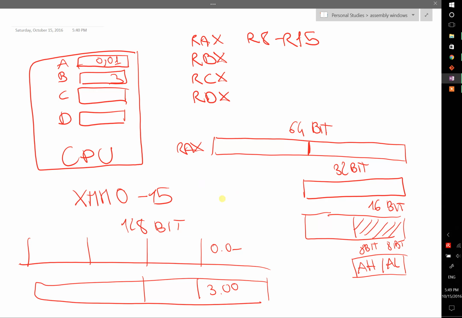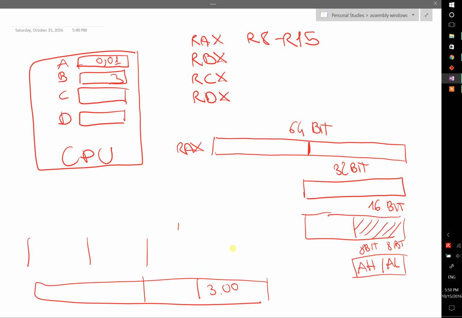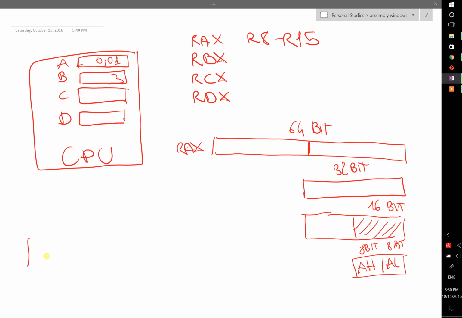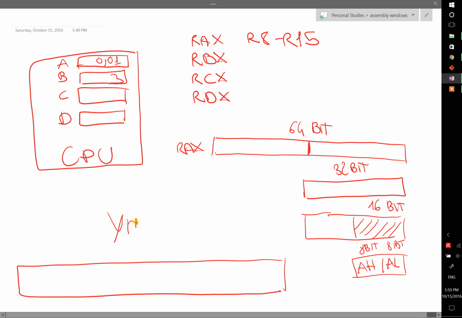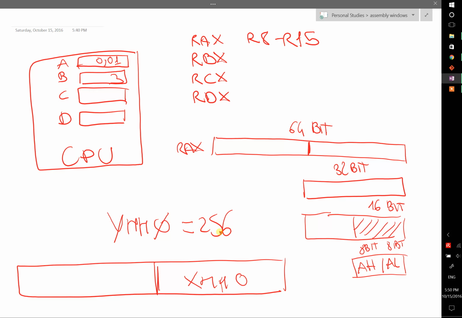Actually, let me delete some stuff so it's easier to draw. There we go. So that's a YMM register. Let's say YMM0, and this is XMM0. So XMM0 is the lower 128 bits. Instead, YMM is actually 256 bits. And in the future, we should get 512 and so on. But for now, that's the biggest I have, at least on my processor, which I think is a Haswell.